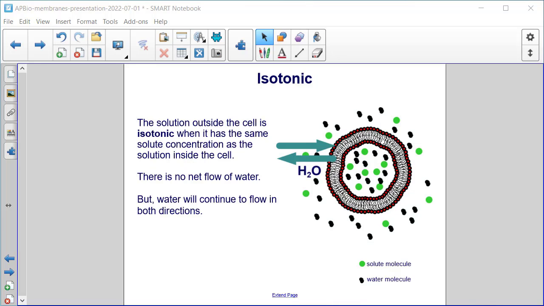Isotonic. The solution outside the cell is isotonic when it has the same solute concentration as the solution inside the cell. So you can see here, inside and outside the cell, we have equal numbers of solute molecules and water molecules, making an isotonic solution. In this case, there is no net flow of water. So water is flowing, but at the same rate in both directions.